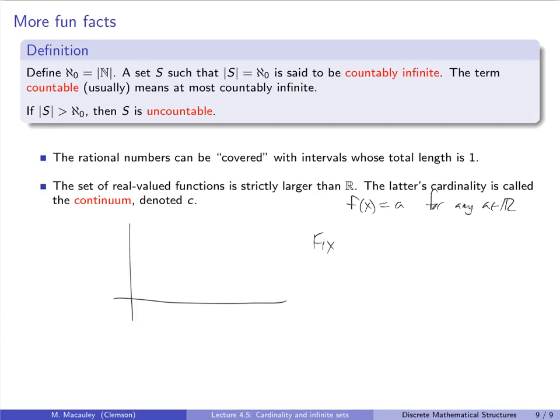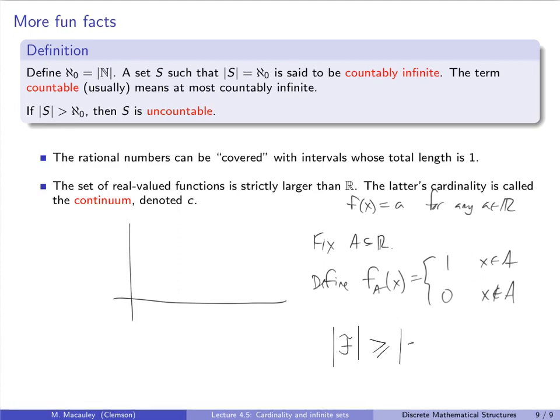So fix a subset A of the real numbers, then define f_A of x to be 1 if x is in A, and 0 if x is not in A. So these are clearly different for all subsets. And so here we have at least as many. So the number of functions is going to be at least as big as the power set of the real numbers, and we know that's bigger than the real numbers.